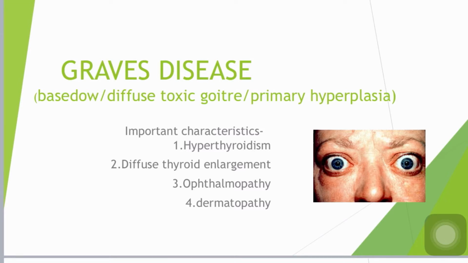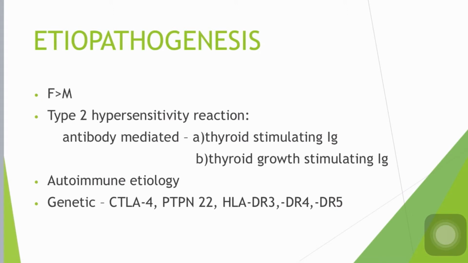The important characteristics of this disease are as follows. The first one is hyperthyroidism, that is increase in the hormone levels. The second one is diffuse thyroid enlargement. Then there is ophthalmopathy and dermopathy. So these two will be discussed later in clinical features. Let's move on to the etiopathogenesis.